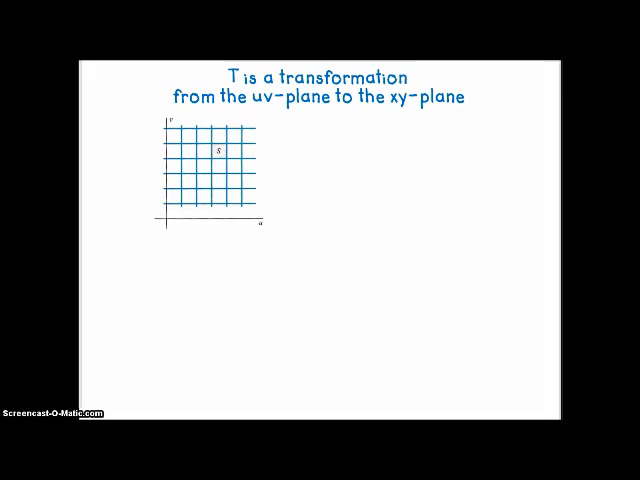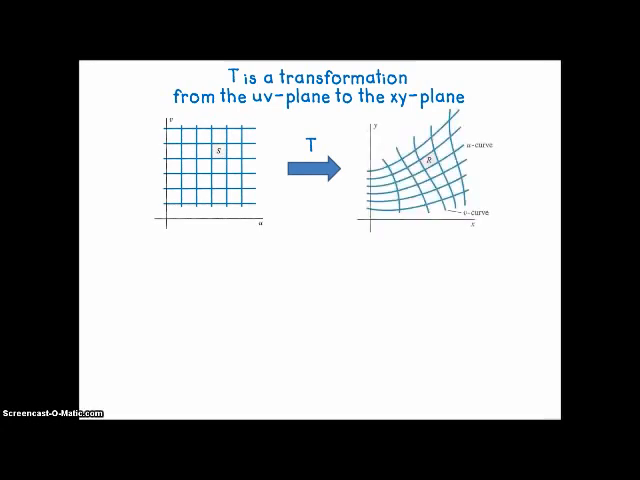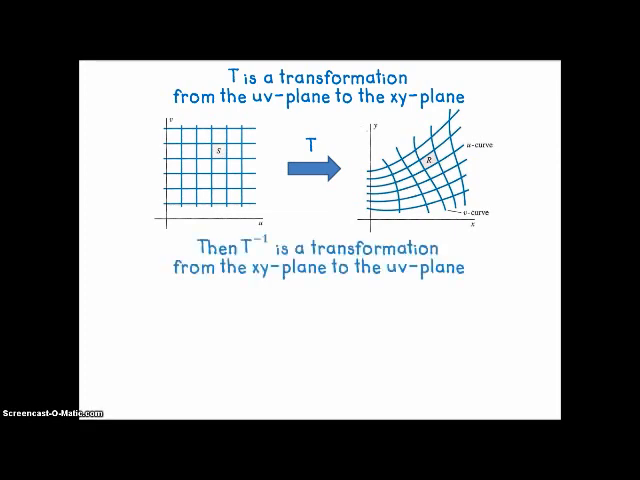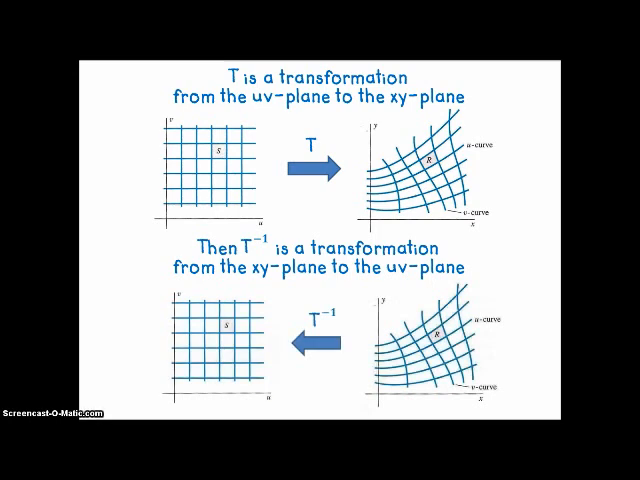So here we have a nice rectangular region in the UV plane, and T is a function or transformation that will change that region and everything else on the UV plane into something curvy on the XY plane. But what we really want to do is go from something complicated to something simple. So T inverse is a transformation from the XY plane to the UV plane. And so what we're going to try to do is take a complicated problem and change it into a simpler problem.